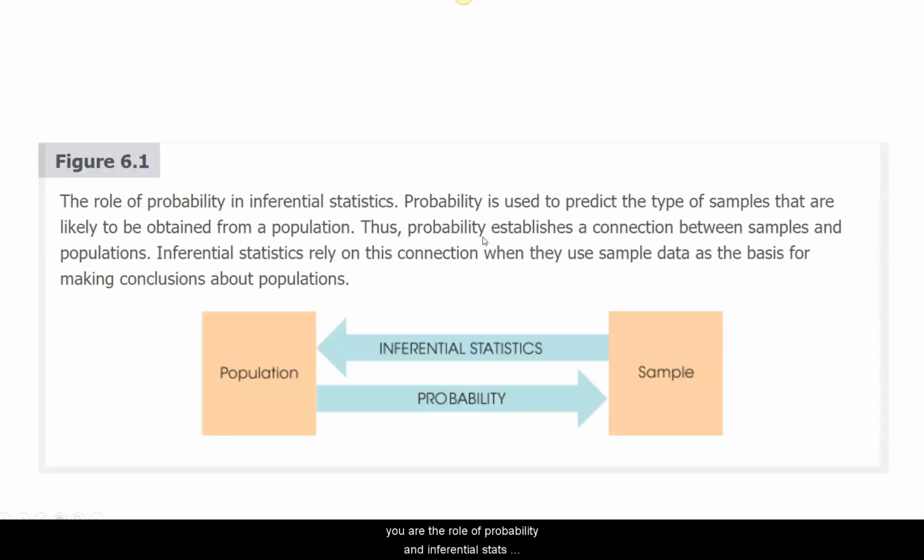The role of probability in inferential stats. Probability is used to predict the type of samples that are likely to be obtained from a population. And this is, again, where the hypothesis testing is going to come in if and when we return in April. And even if we don't, you'll see a video to this effect. Probability establishes a connection between samples and populations. Inferential stats rely on this connection when they use sample data as the basis for making conclusions about populations.